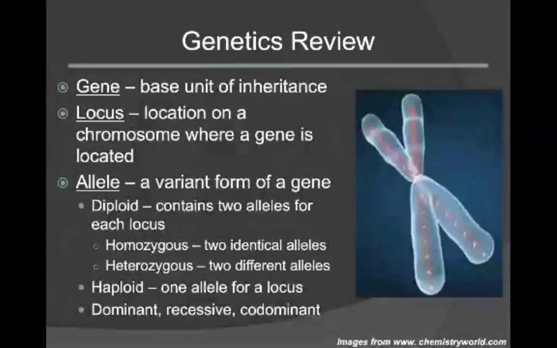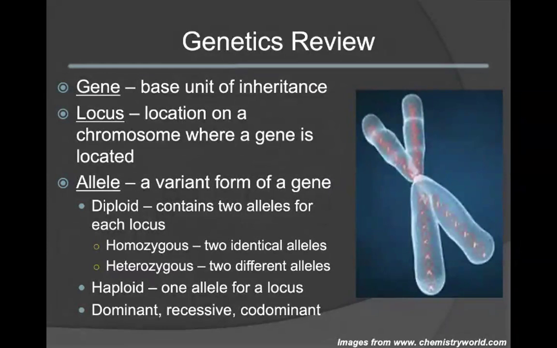Humans, for instance, are diploid, which means that each of our cells contains two different alleles for each locus. We are considered homozygous if we have two identical alleles, or heterozygous if we have two different alleles. Let's say, for instance, I am considering the B gene. I may have inherited a big B from my mom and a big B from my dad. I would be considered homozygous. However, if I inherited a big B from my mom and a little b from my dad, I would be considered heterozygous.